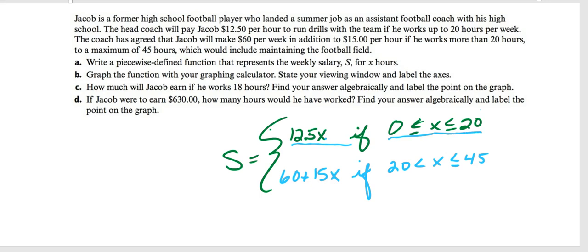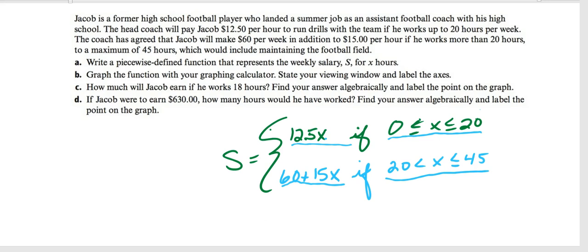The coach has agreed that Jacob will make $60 per week in addition to $15 per hour if he works more than 20 hours to a maximum of 45 hours, which would include maintaining the football field. So you can see the second part of my piecewise function, I've written when my domain is between 20 and 45.